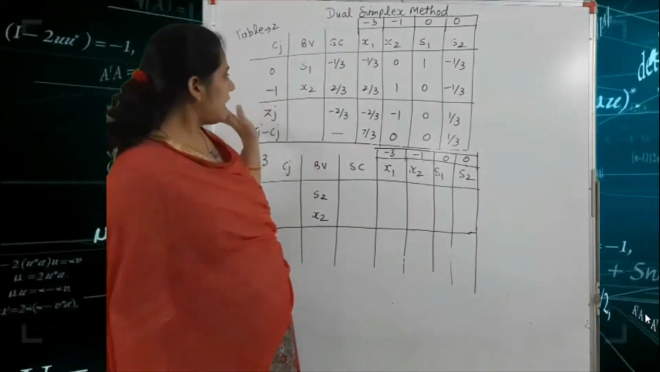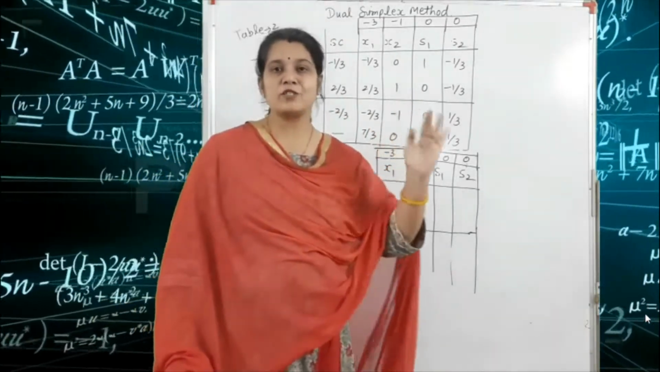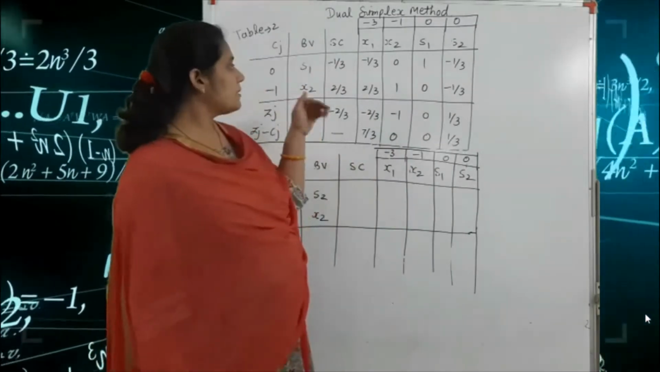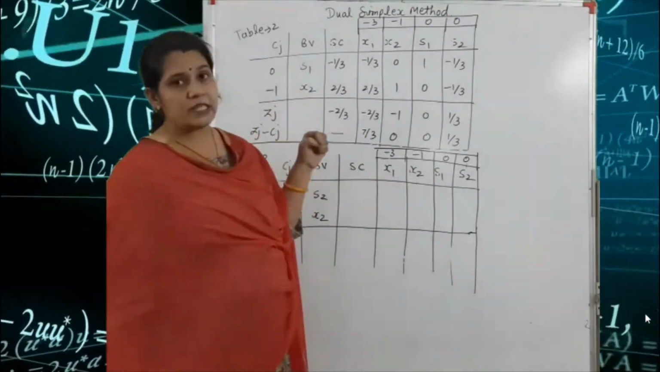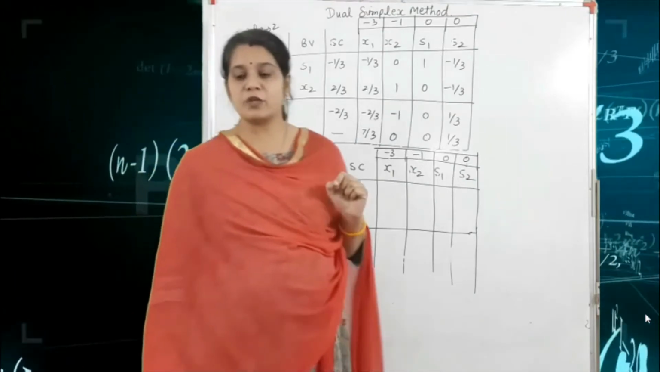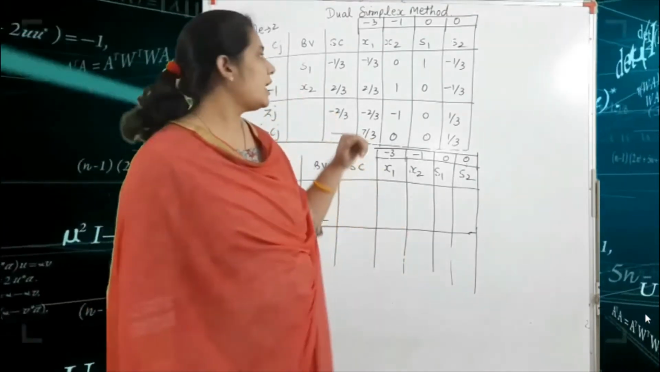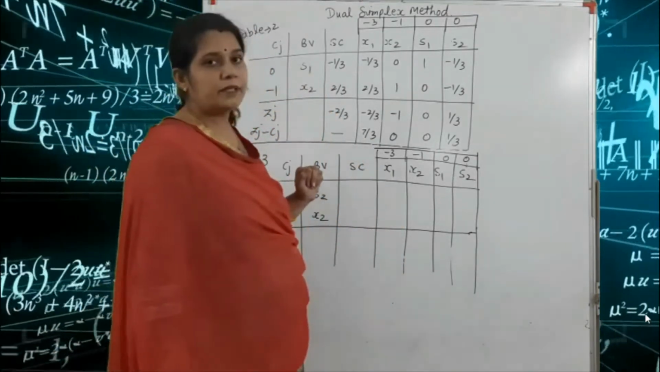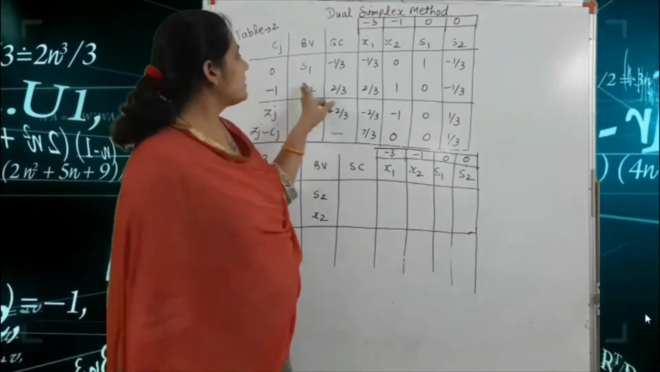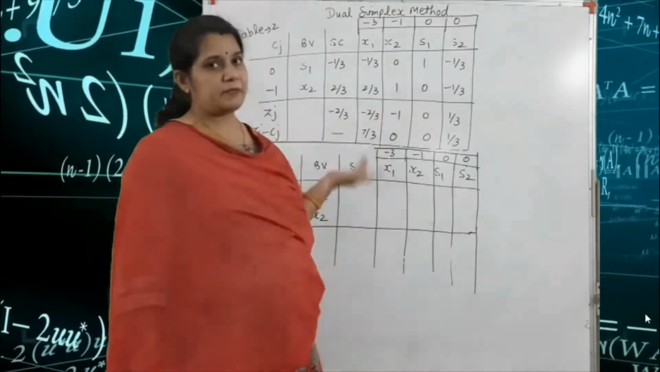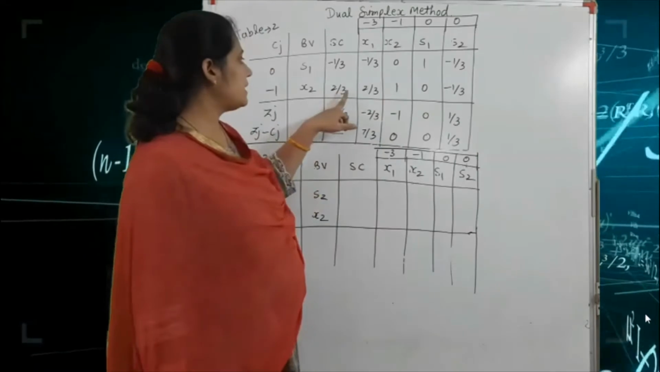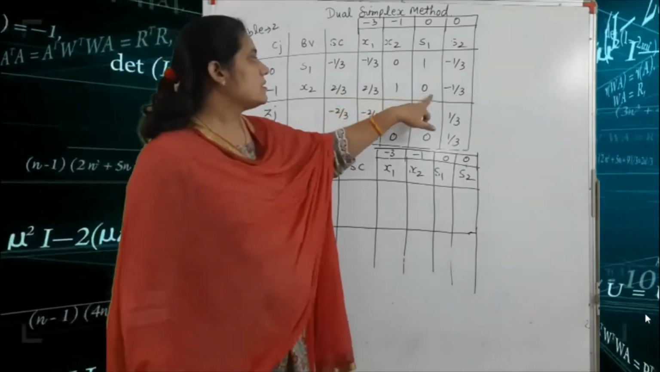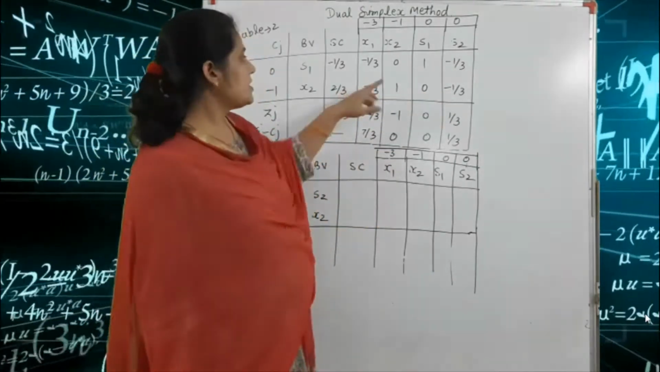Okay. So your x2 variable is leave, so this is your key row, and x2 variable is enter, so this is your key column, and minus 3 is your key number. So with the help of this, we mark the table number 2. So here the second row is divided by minus 3. So we get 2 by 3, 2 by 3, 1, 0, minus 1 by 3.